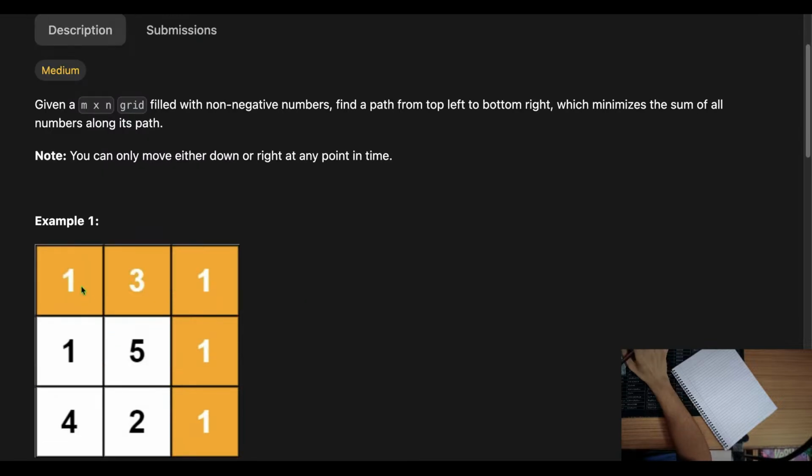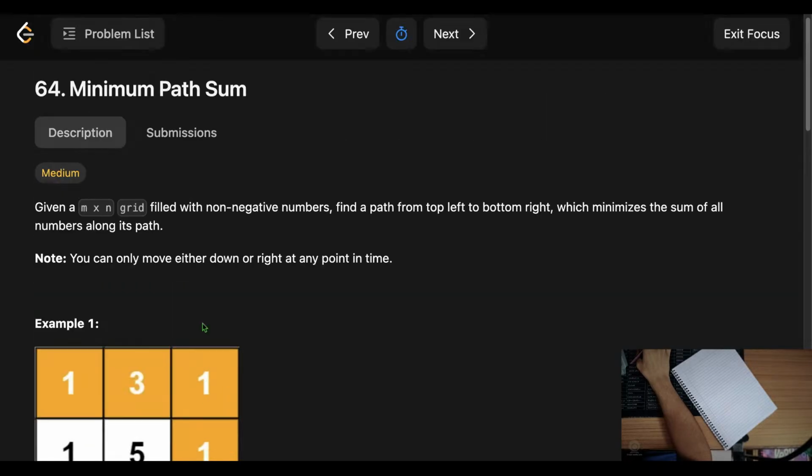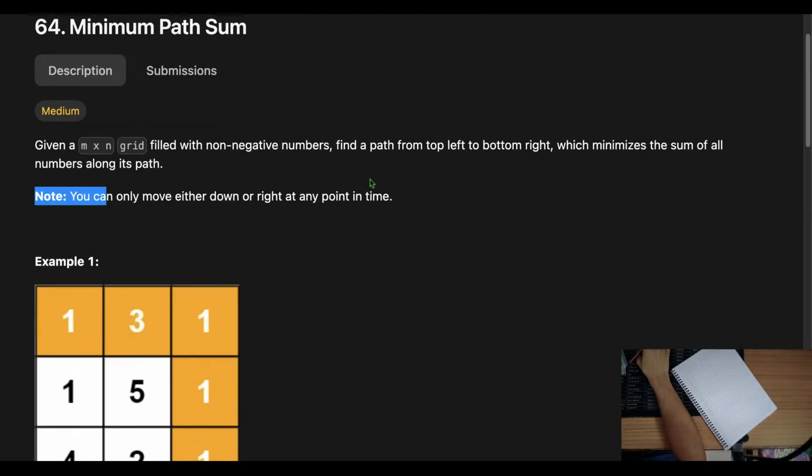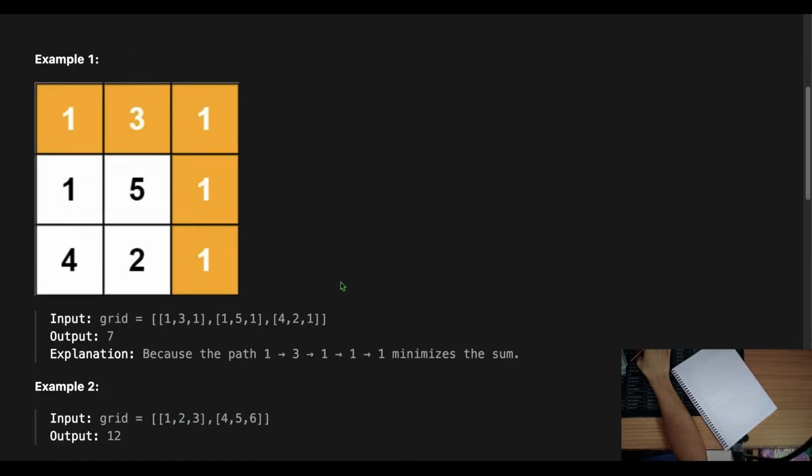We have to start from the starting position, which is basically 0 comma 0, and go to the final position m comma n, and find the path which gives us the minimum sum to reach the endpoint. You can only move either down or right at any point of time. So basically we have to start from this point and reach this point. Let's find out how we can do this question.